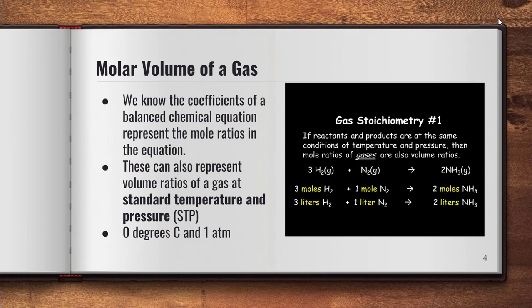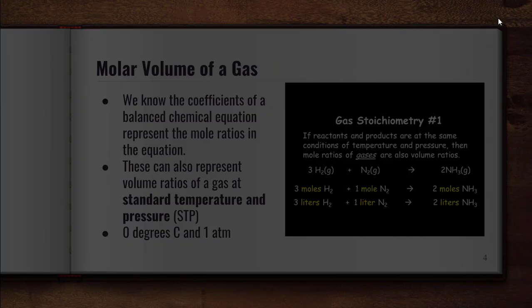Standard temperature and pressure is always 0 degrees Celsius and 1 atm, or if you're in Kelvin, 273.15 Kelvin and 1 atm. So at that particular temperature and pressure, the mole ratios also represent volumes, meaning that I can combine 3 liters of hydrogen with 1 liter of nitrogen and produce 2 liters of ammonia gas.